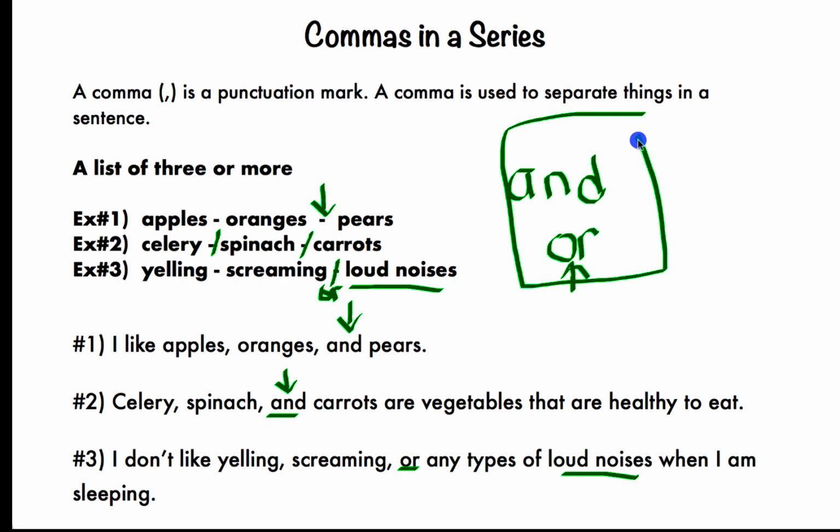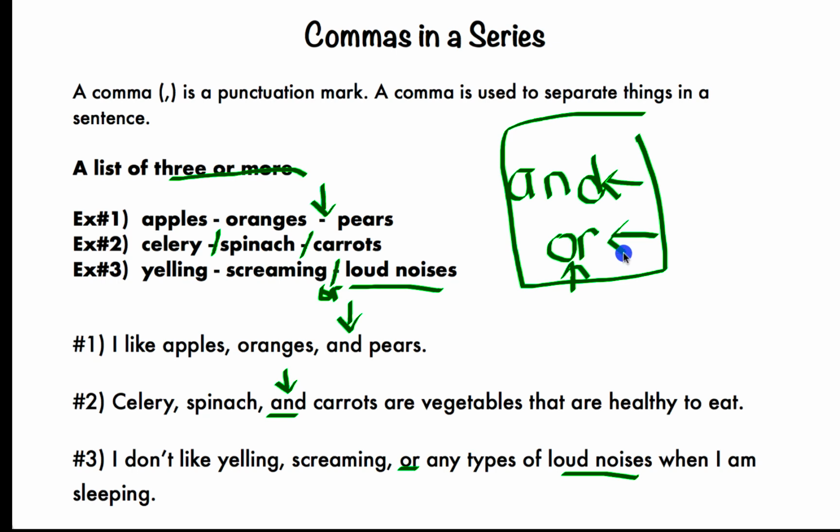Now here's one more pointer. It says a list of 3 or more is when you use commas. Oops, sorry about that. Didn't mean to cross out the more. But you could say apples, oranges, pears, strawberries, and apricots. It doesn't matter how many things are on your listing. You just need to make sure that you are ending it with and or or when you conclude your listing.